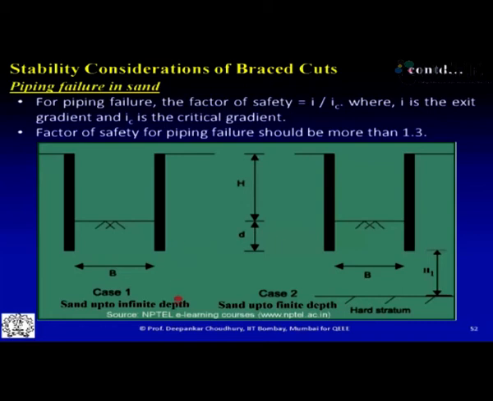One is the sand layer extends up to an infinite depth. Another case can be sand layer extends up to a finite depth. After that you have a hard stratum. It can be a rock. It can be a very stiff clay, impermeable, like that.